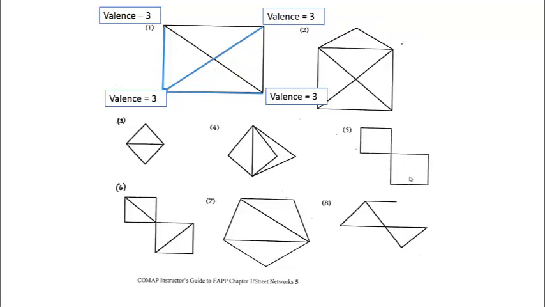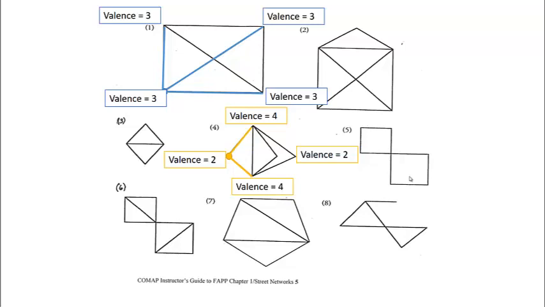Let's move on to graph 4. That vertex has a valence of 2. The vertex up top has a valence of 4. The one to the right, a valence of 2. And the one at the bottom, a valence of 4.